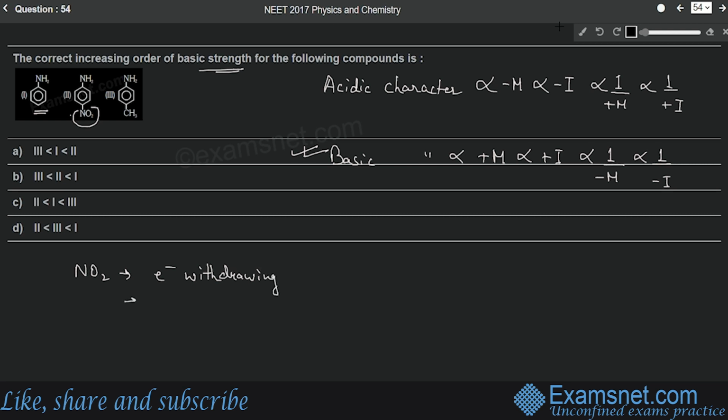So it will show which type of effect? It will show minus M effect. So we have seen that basic strength is inversely proportional to minus M effect. That means it will be less basic. Okay. So it will make the compound less basic.